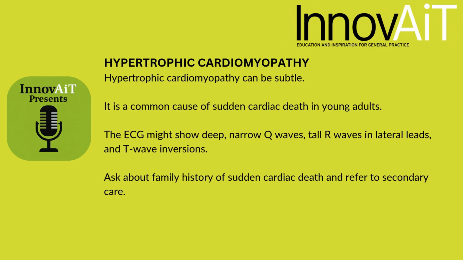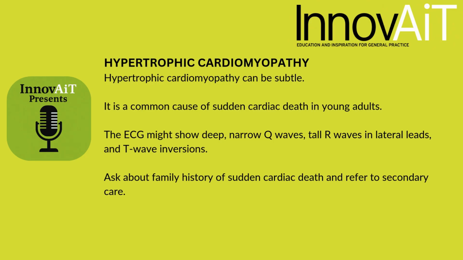Hypertrophic cardiomyopathy can be subtle. Hypertrophic cardiomyopathy is a common cause of sudden cardiac death in young adults. The ECG might show deep, very narrow Q waves, tall R waves in lateral leads, and T wave inversion. Ask about family history of sudden cardiac death. Any red flags? Again, refer to secondary care.